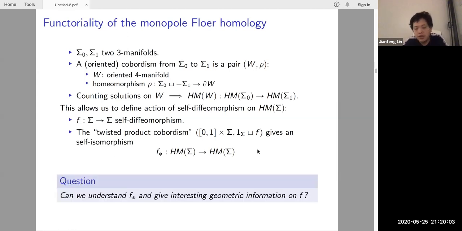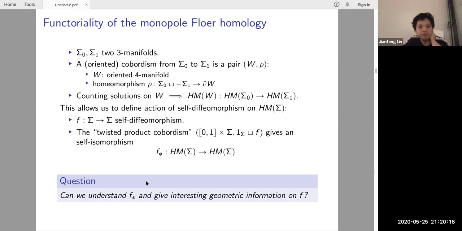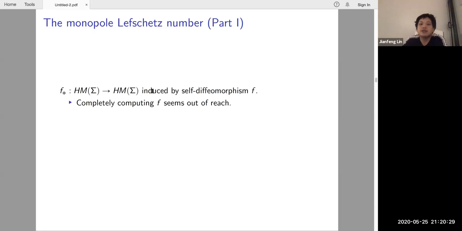The motivating question is to understand this induced action F star and use it to give some interesting geometric information about the diffeomorphism F. So that would be the motivating question. Then we have this map F star, which we want to understand. Well, unfortunately, it seems very difficult to completely compute F star.